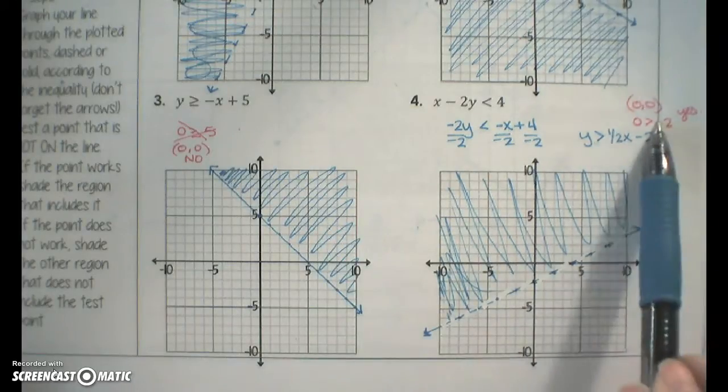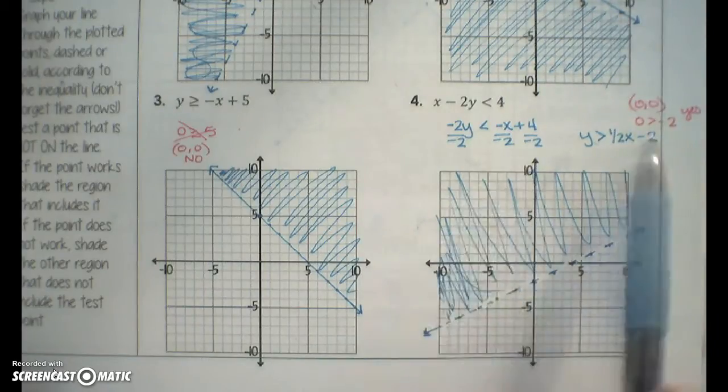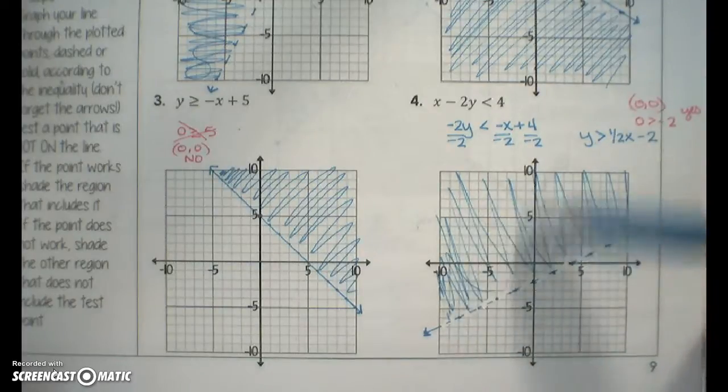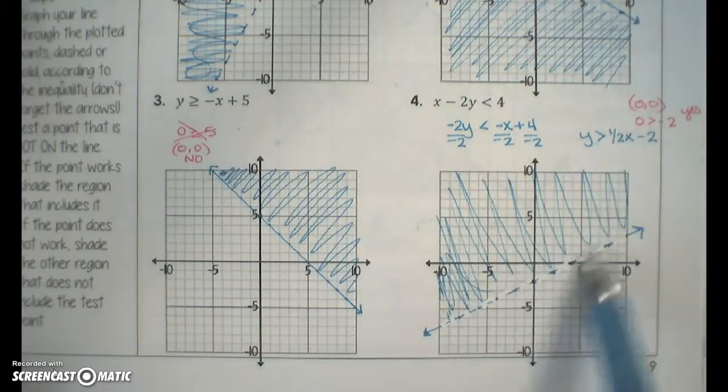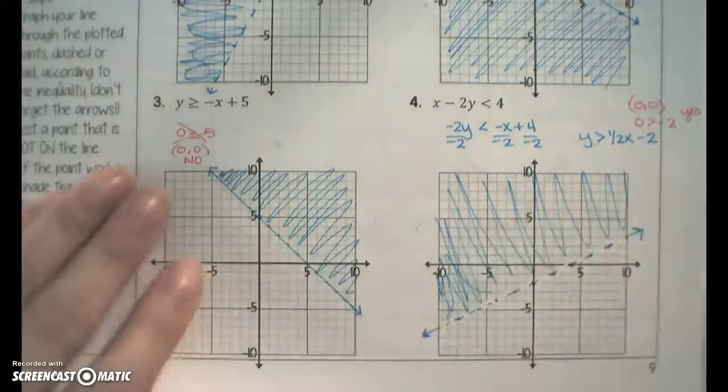And then 0, 0 does work, so we want to shade the region that includes 0, 0. The fact that y is greater means we're shading where we would ride the escalator, which would be this top part, greater. All right, let's flip over to page 10.